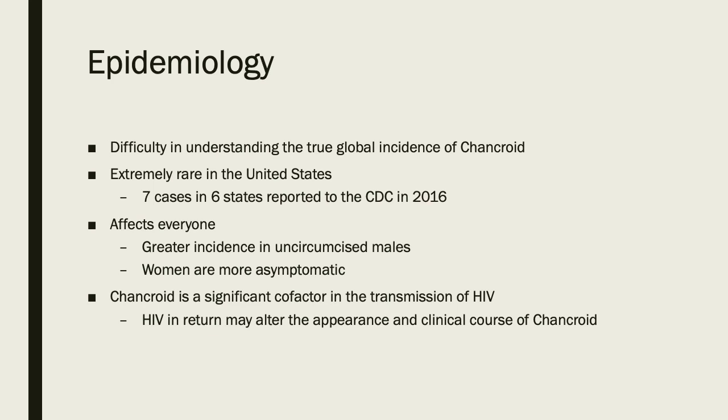Chancroid also has been found to be a significant cofactor in the heterosexual acquisition and transmission of HIV. Genital ulcers may increase the risk of HIV infection by as much as 50 to 300-fold for each unprotected encounter. Interruption of the mucosa in the genital ulcer disease provides a portal of entry for HIV. HIV in turn may alter the appearance and clinical course of chancroid. This may include an increase in the incubation period, multiple ulcerating lesions, delays in healing, and poor response to standard courses of antibiotics, or treatment failure.